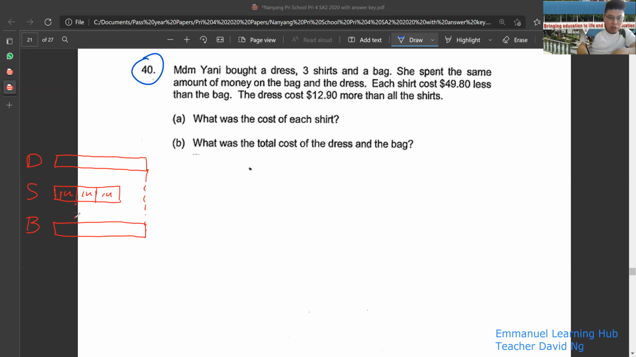Each shirt costs 49.80 less than the bag. Understand? Each shirt is 1 unit lah. Cost 49.80 less than the bag. Oh, you understand my model? Yes. Each dress costs 12.90 more than all the shirts.